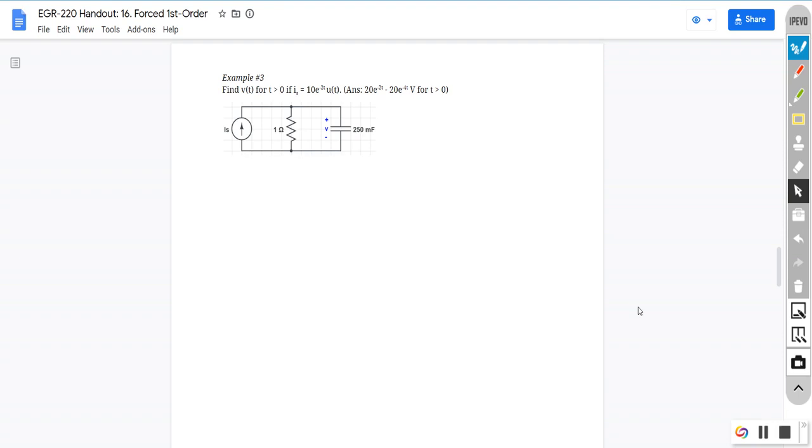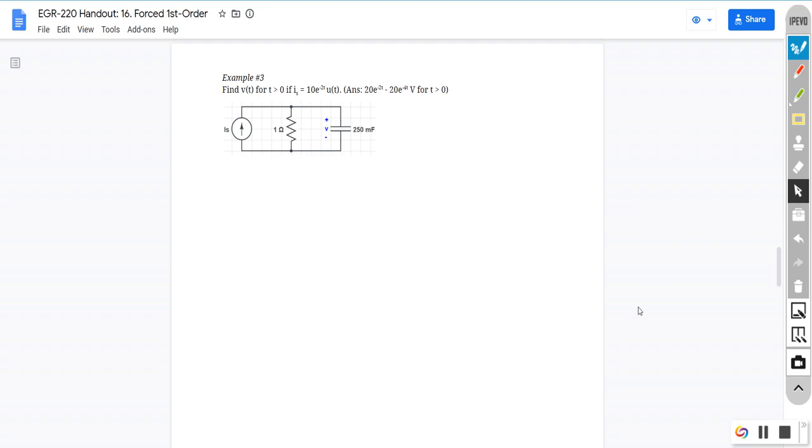Example 3 asks us to solve a circuit diagram for v of t for t greater than 0. So we're going to have our first circuit where we have a forcing function, and we have to actually find the differential equation ourselves, find the particular response, and find the natural response. Additionally, we're also going to have to find the initial condition.